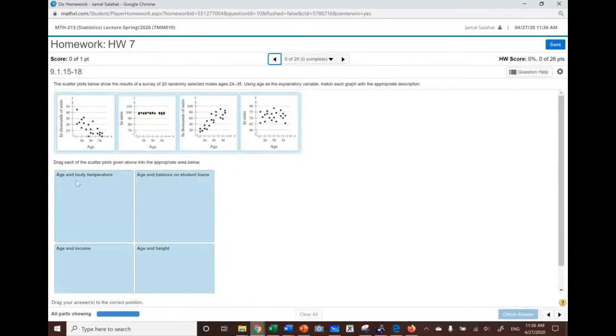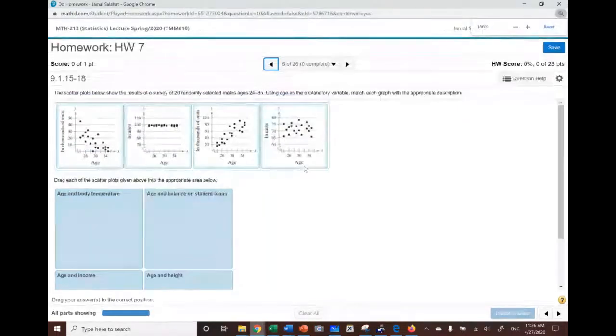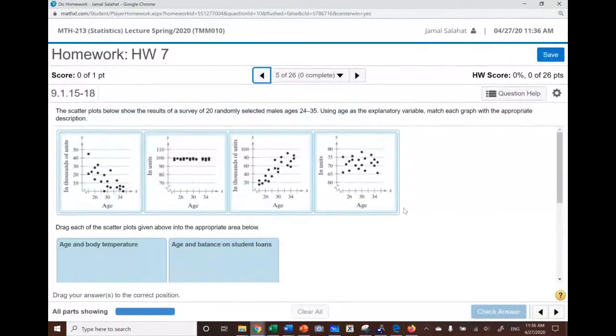Now, if you look at the graphs in this problem, it says the scatter plot below shows the results of 20 randomly selected males aged 24 to 35. They talk about age in all of those problems as the independent variable, and using age as the explanatory variable, match each graph with the appropriate description. Now, I'm going to make this large again just because I want you to see this. All of those are age, but look at the y-axis. The first one talks about thousands of units. The second one talks about units. The third one talks about thousands of units. And the last one talks about units.